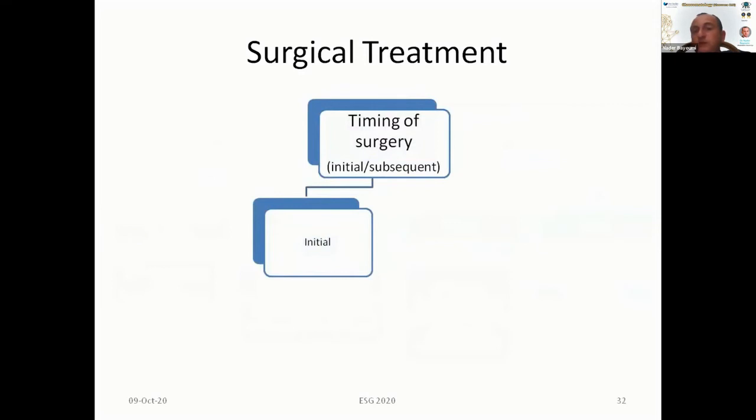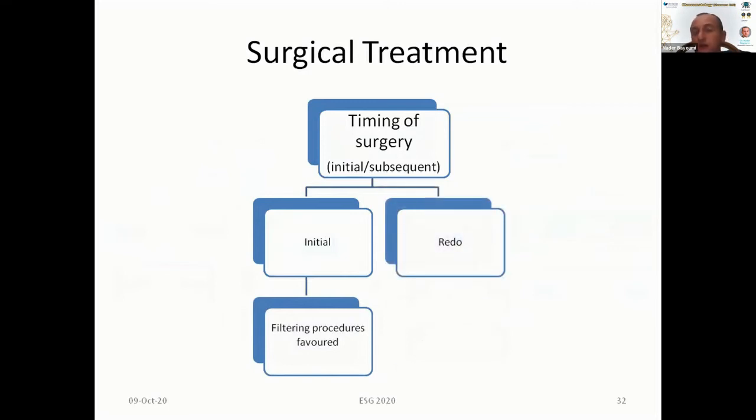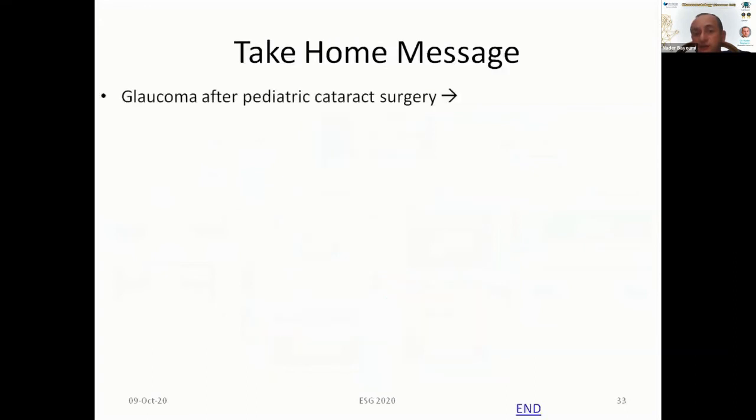What about the timing of surgery? Is this an initial surgery or a redo surgery? If it's an initial surgery, then definitely filtering and angle surgeries are favored. If it's a redo surgery, then definitely valves are favored.